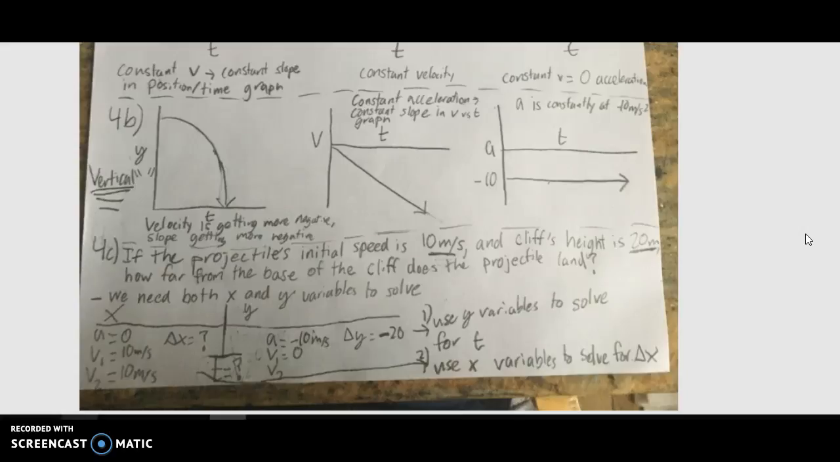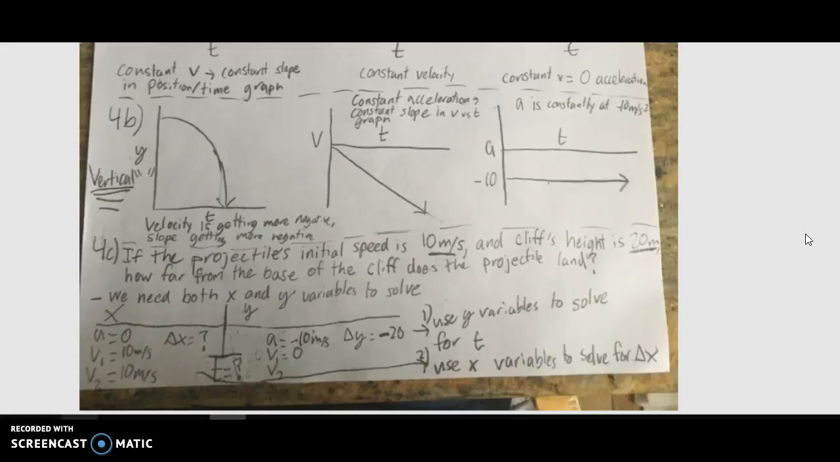For delta y, we're given the variables negative 10 meters per second squared for the acceleration. The initial velocity is 0, and delta y is negative 20 meters. Important that it's negative too. A mistake is that, oh, it's 20 meters up, so the delta y is 20. No, the delta y is from the top to the bottom. So that is a difference of negative 20 meters. It is going down 20 meters.